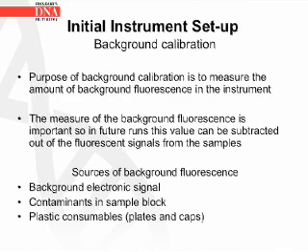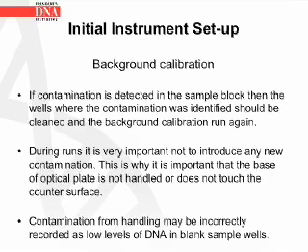The measure of the background fluorescence is important, so in future runs, this value can be subtracted out of the fluorescence signals from the samples. Sources of background fluorescence are background electronic signal, contaminants in sample block, and plastic consumables such as plates and caps. If contamination is detected in the sample block during the background calibration, then the wells where the contamination was identified should be cleaned and the background calibration run again.